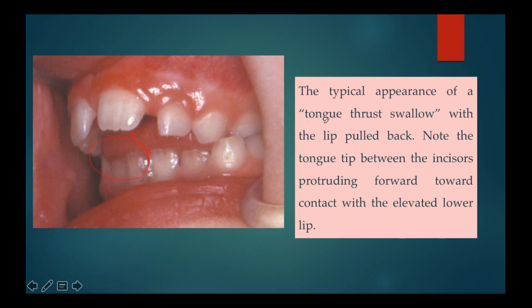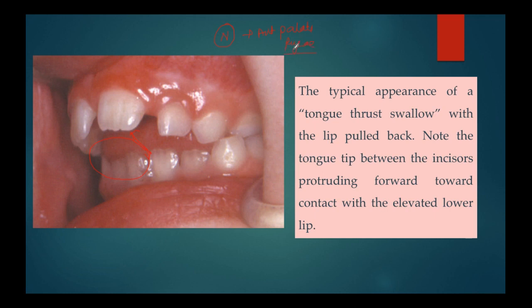So this is a typical appearance of tongue thrust swallow with lip pulled back. Note the tongue tip between the incisors protruding forward toward contact with the elevated lower lip. What we can see here is that during swallowing, the tongue is contacting the lower incisors. In a normal swallow, the tongue contacts the anterior palate in the rugae area.